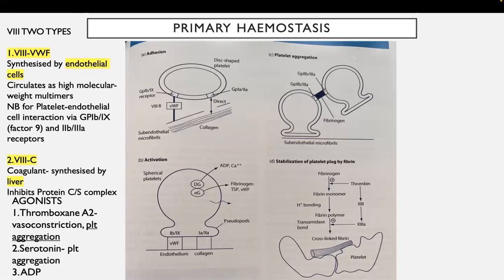And then the other factor 8, which is your factor 8c, is synthesized by your liver. And you'll see that that is the one that we see mainly in the coagulation cascade.